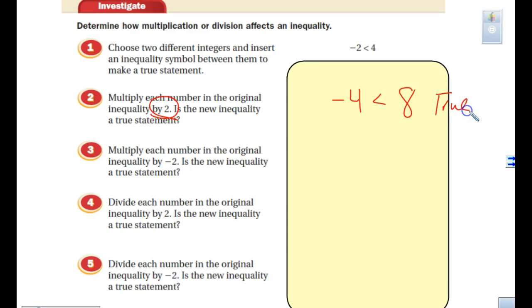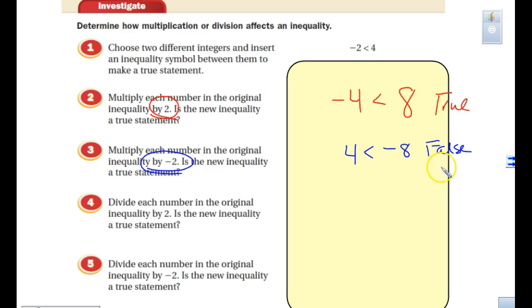True? True. Now go back to this original one, and this time I'll change color for you. We're going to multiply them both by -2. Just multiply the original one by -2. Just write -2 times 2 times -2. Take this -2 times this -2. That's going to give us 4 is less than -8. True? False.